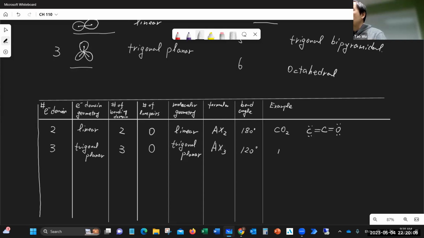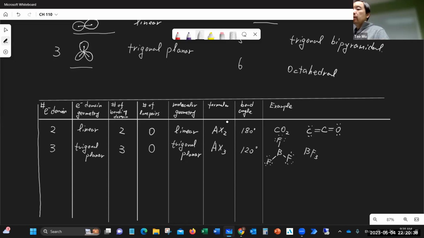One of the examples is BF3. So this is just a three electron domain. You see the boron inside only has three bonds. So it is a tetrahedral shape. Oh, sorry, trigonal planar shape. BF3.